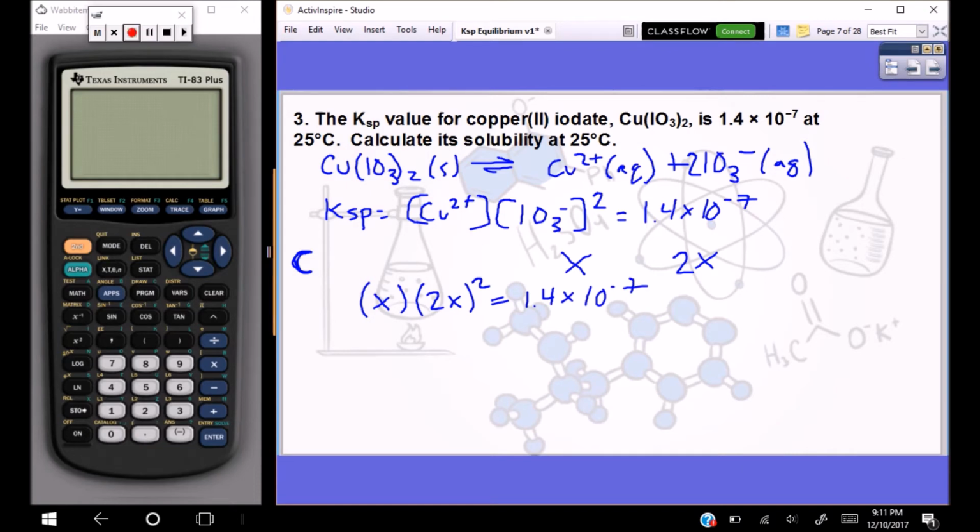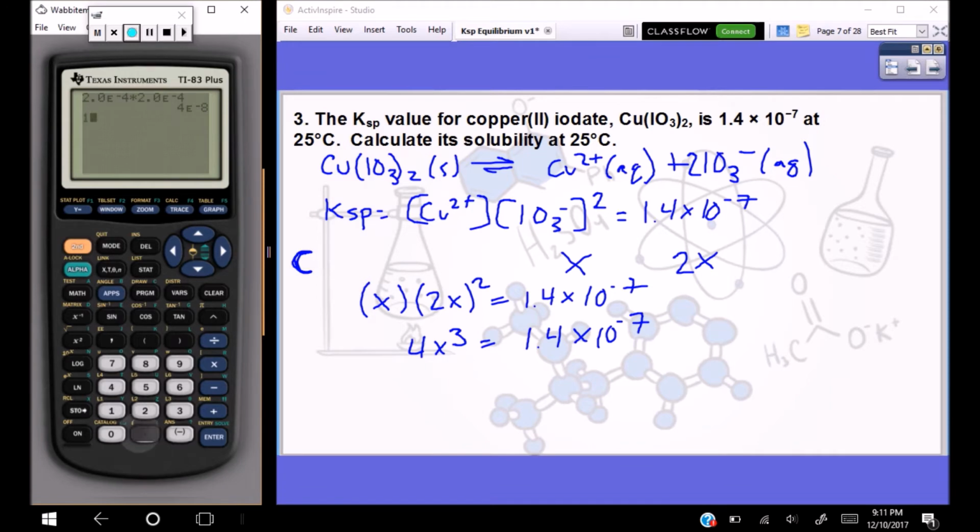So let's consolidate a little bit. 2x squared would give us 4x squared, times x would give us 4x cubed. So we know 4x cubed is equal to 1.4 times 10 to the negative 7th. And I can go through 1.4 times 10 raised to the negative 7th.